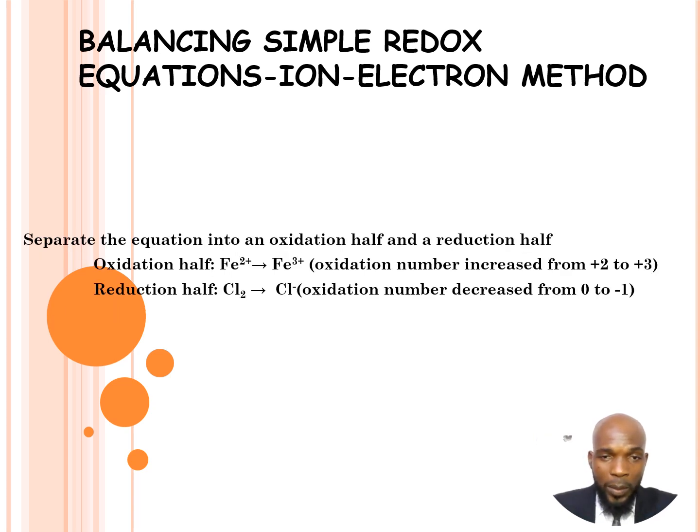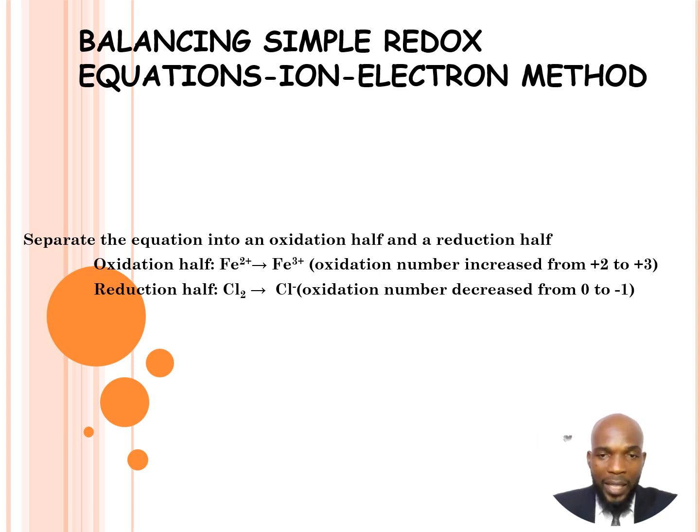The next step is to separate the equation into an oxidation half and a reduction half, as can be shown in the slide. For the oxidation half, iron 2 is moving to iron 3. That means oxidation number has increased from plus 2 to plus 3. While for the reduction half, chlorine is moving to chloride. That means oxidation number has decreased from 0 to minus 1.